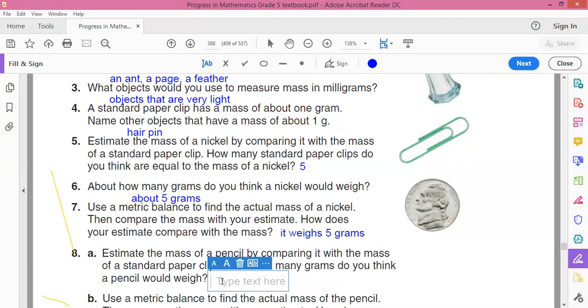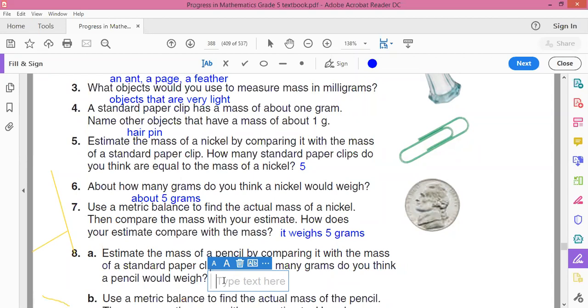Estimate the mass of a pencil by comparing it with the mass of a standard paper clip. About how many grams do you think a pencil would weigh? Tell me about how many grams a pencil would weigh. You have a pencil in your hand, just imagine that pencil. I think it's 7 grams or something like this.